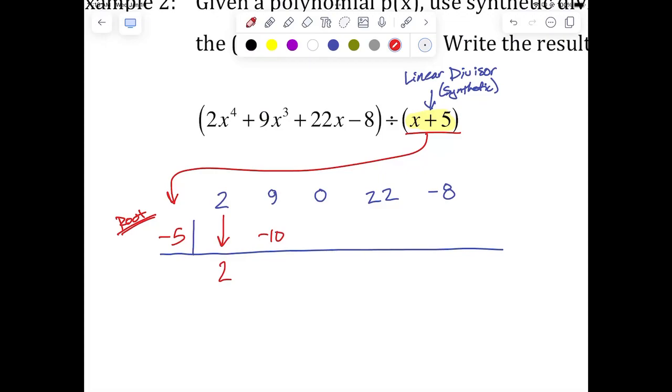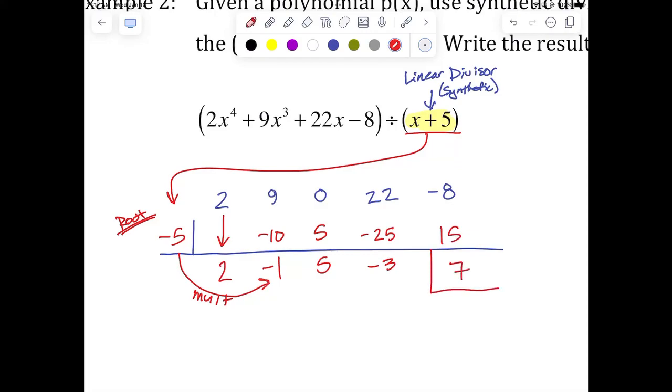What do I do in the columns now? I add. What's 9 minus 10? -1. I multiply. What's -5 times -1? So I get 5, and I slide it up in the column. I add the columns. What's 0 plus 5? 5. Okay, good. Now I multiply again. What's -5 times 5? -25, and then I add 22 minus 25. -3, and then I multiply again, which is 15, and then I add, which is 7.